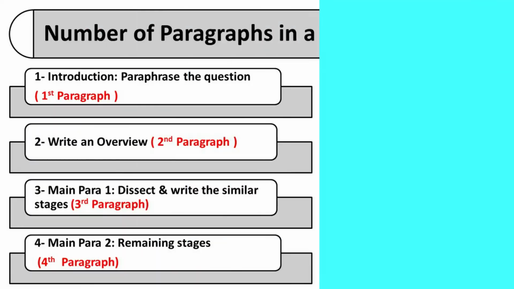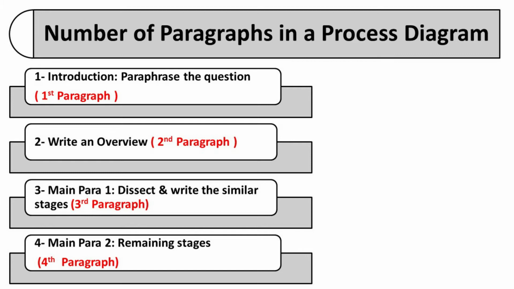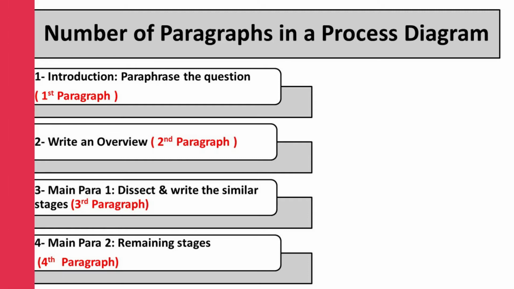Now coming to writing your answer. First of all, we are going to write a 4-paragraph answer, and this is usually how we write our task 1. We write 4 paragraphs in task 1. The first paragraph is introduction, the second one is overview, and then we have 2 main paragraphs.